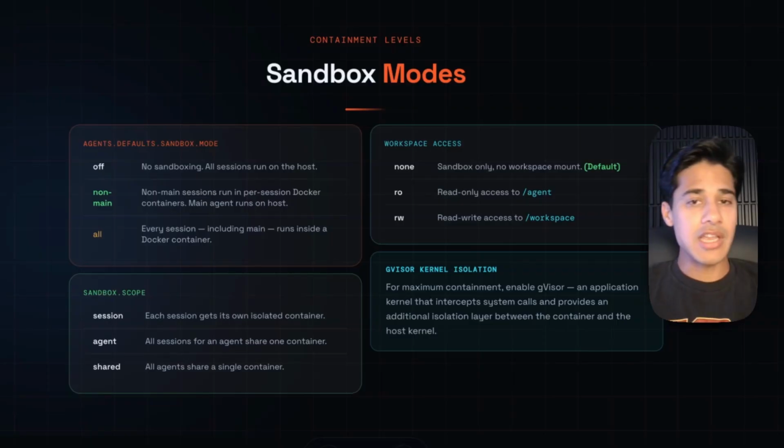And for maximum containment, you can enable gVisor. This is an application kernel that intercepts system calls and adds another isolation layer between the container and the host kernel. This is the paranoid but correct approach for production agents that handle sensitive data.